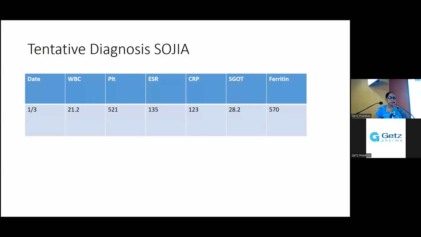That was the first of that month. WBC was 21,000. That is high. So this was the WBC, platelets of 521, ESR 135, CRP also, both ESR and CRP were high, with high white cell count, high platelets. Ferritin was 570, it's not normal. So I thought I knew my rheumatology and I made a tentative diagnosis of systemic onset JIA.